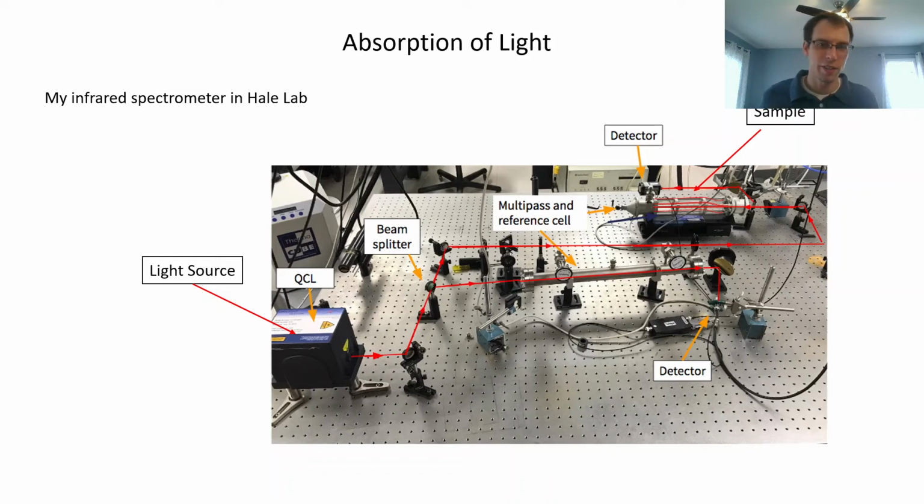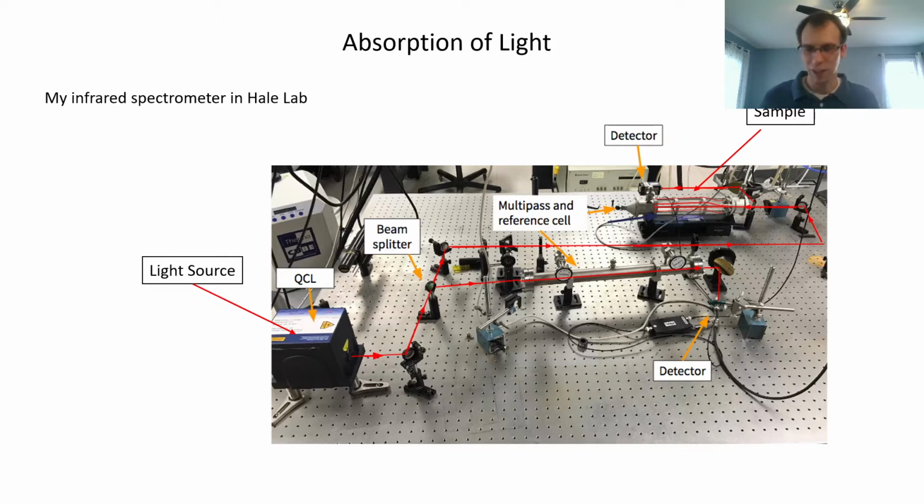So now that we've talked a little bit about absorption of light, I also just wanted to show you an example of what a spectrometer might look like in practice. So this is actually from a few years ago. This is what the spectrometer looked like downstairs in my infrared spectrometer and Hale lab. And we have all these elements that we talked about.